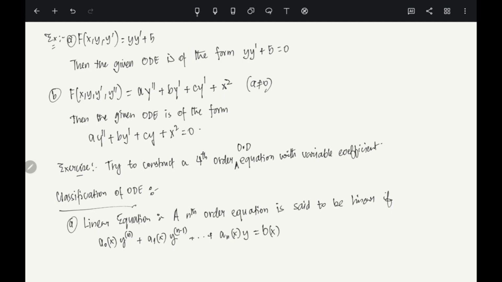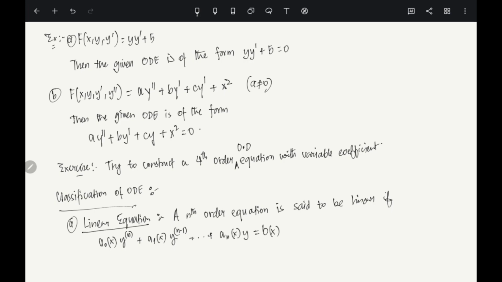Okay, so if it looks like this, so basically you see whatever the coefficients of y n, right, the derivatives. Okay, the coefficients corresponding to the derivatives and y, all those coefficients should only depend on x and should not depend on y, or any derivative of y. So basically it should be in this form. Okay, and then we call it a linear equation.